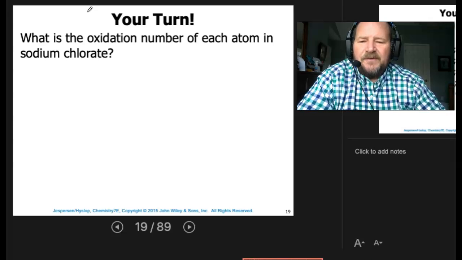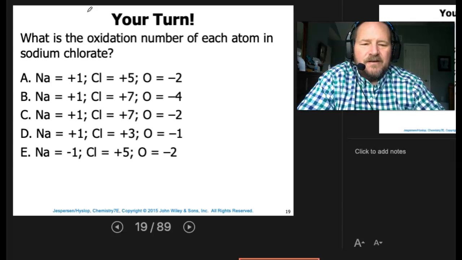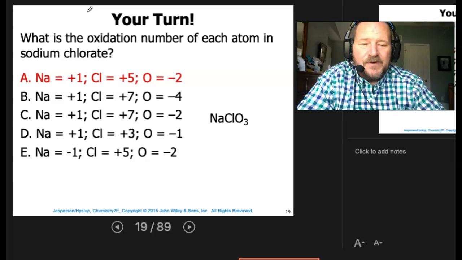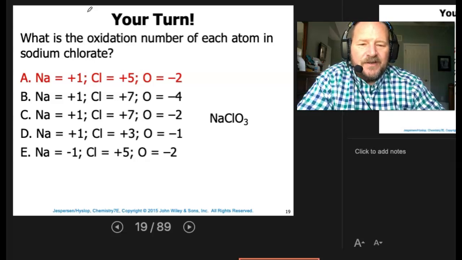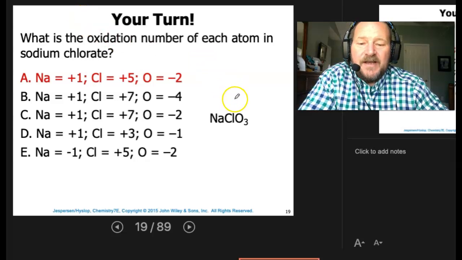All right, what is the oxidation number of each atom in sodium chlorate? Uh-oh, now you have to know your naming. Here are your options. What is sodium chlorate? How many oxygens? Because that's going to be the key, right? So it should have been A. And again, if you've got this right, that's because you knew it was NaClO3, right? Hopefully you went and looked it up if you weren't sure. Again, your test will be online, so obviously you can keep naming rules around you in your notes. But anyway, you had to come up with the formula.